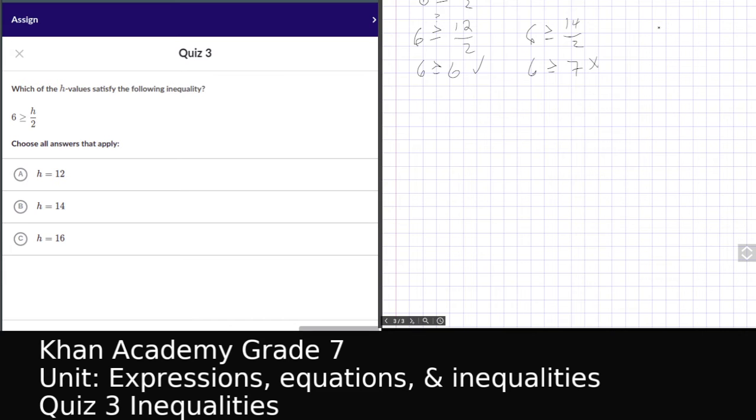And our last one, 16. If h is 16, 6 is greater than or equal to 16 over 2. So is 6 greater than or equal to 8? The answer is no, it's not. So we only have one answer, but be careful when it says all answers. Sometimes you have two.